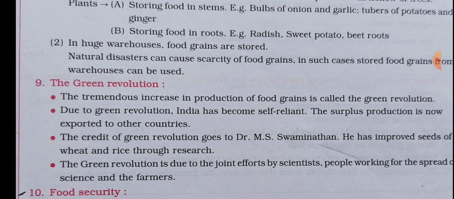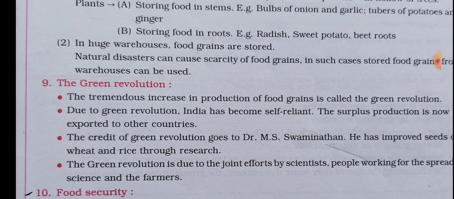I think it is 1965 that the green revolution started in that year. What actually happened in the green revolution is that production suddenly increased in those years. From that year till now we are self-reliant. Every year we produce more, and the excess production we export, or we store it in the warehouses. The surplus production is now exported to other countries.